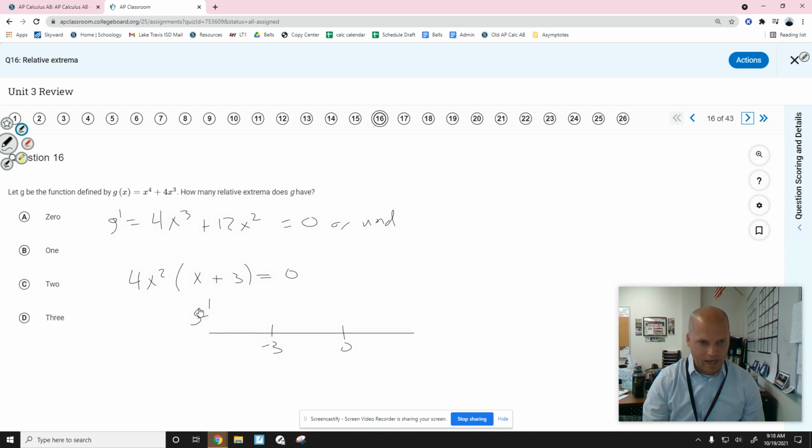However, when I do a sign analysis, I realize I don't change signs at 0, but I will change signs at negative 3, which means we only have 1 extrema.